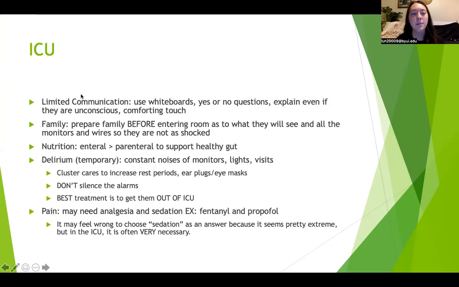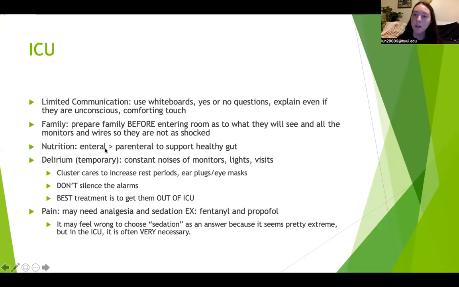So ICU, some of the most important things to remember is that the patients in here have limited communication. So a HESI tip or test tip, or actually just a real life tip, is to use whiteboards, yes or no questions, still talk to them even if they're in a coma, unconscious, sedated, and use comforting therapeutic touch when appropriate. For the family, before they come in, prepare them with what they're going to see on the monitors, with all the wires coming out so that they're not shocked. So that's before they enter the room.